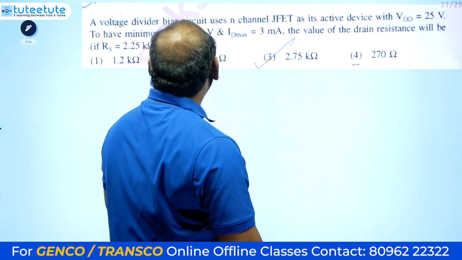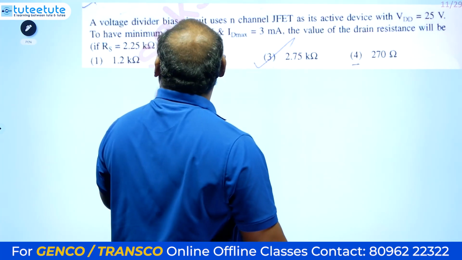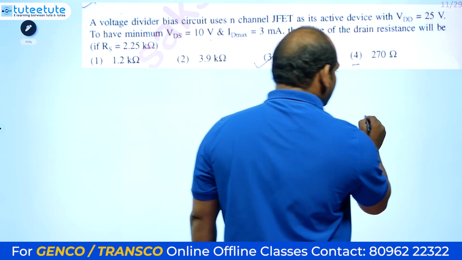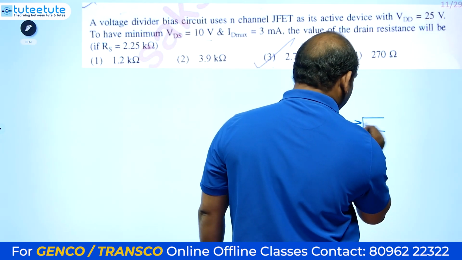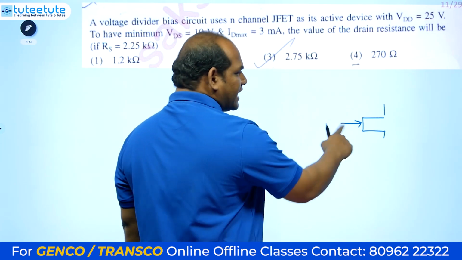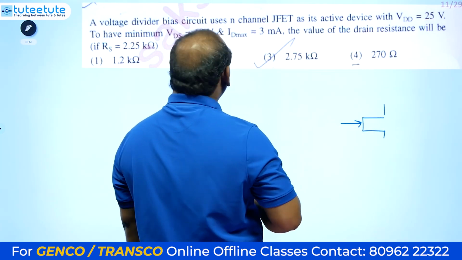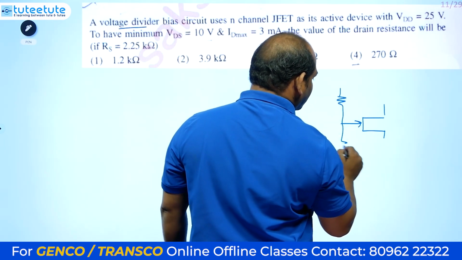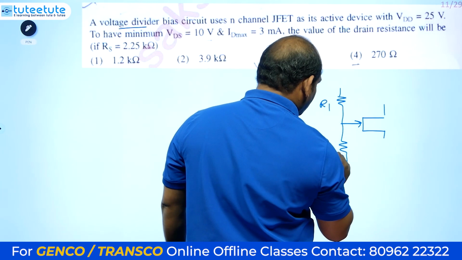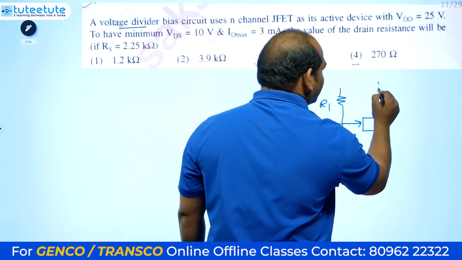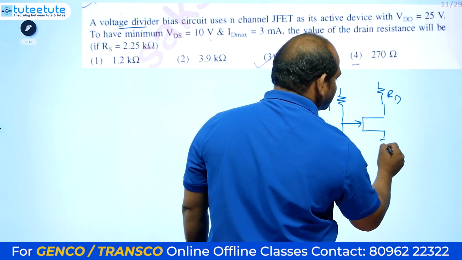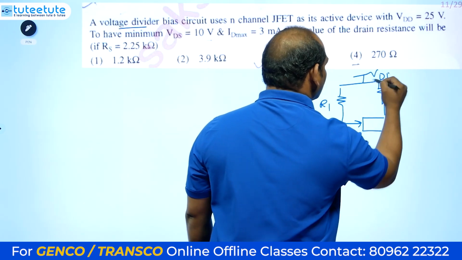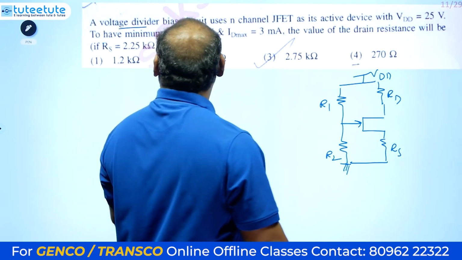Next question is again related to JFET only. A voltage divider bias circuit uses an N-channel JFET. So N-channel JFET I have taken. This is the symbol for the N-channel JFET: gate, drain, source. They have given voltage divider bias, so we have to take R1, R2, and here drain resistance RD will be there and source resistance RS will also be there. So this is VDD. This is a voltage divider circuit for JFET.